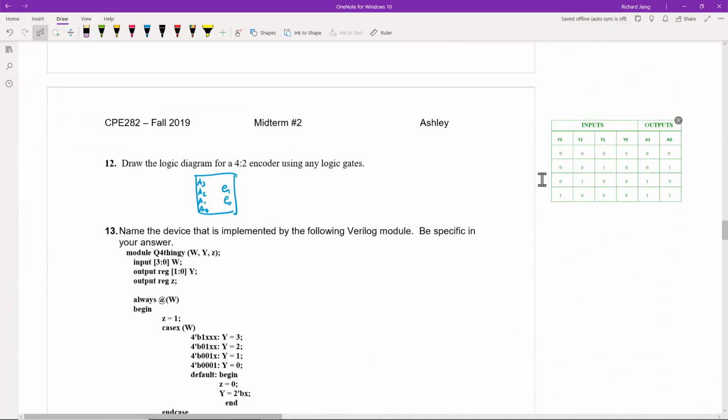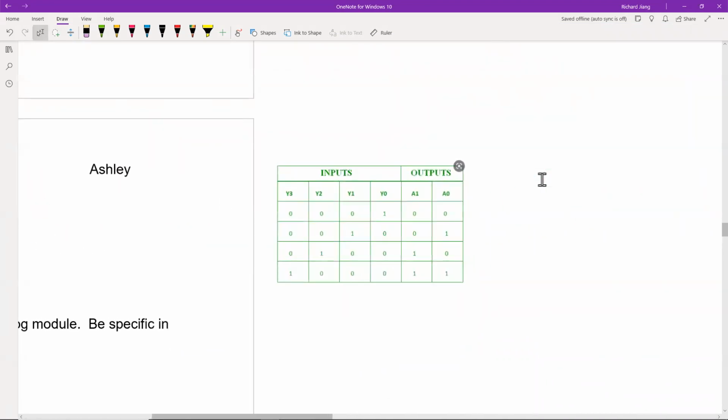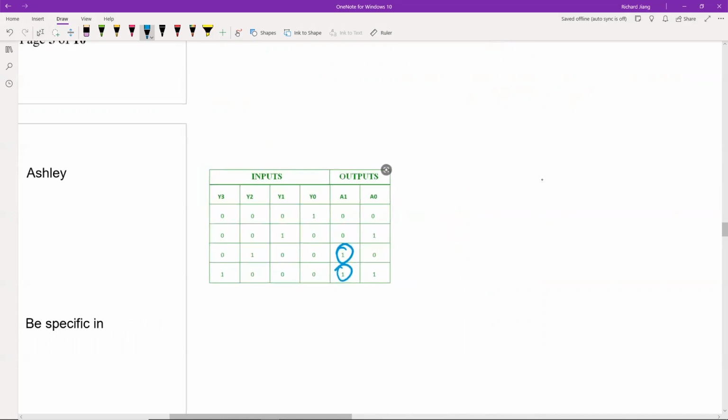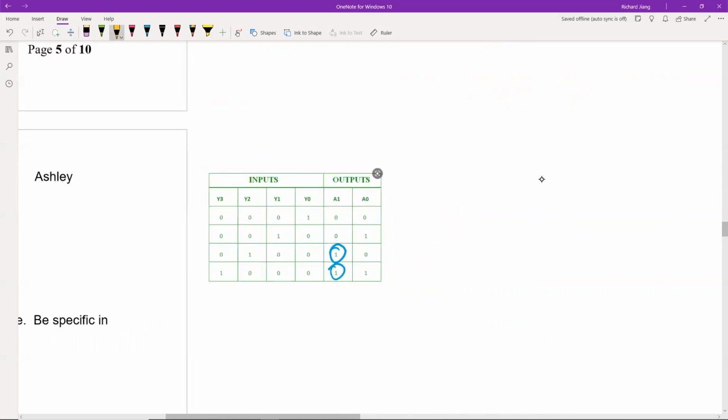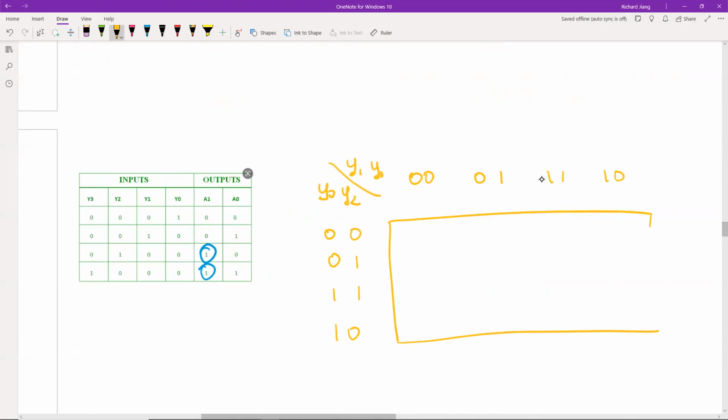Can we draw it with logic gates first? Sure, it's really easy. For example, we look at A1, we can do a K-map. We see that A1 is 1 and 1 here. So we draw our K-map for this. We do Y3, Y2, and then Y1, Y0. With K-maps, we have to use gray code: 00, 01, 11, 10 and 00, 01, 11, 10. So here is the K-map.